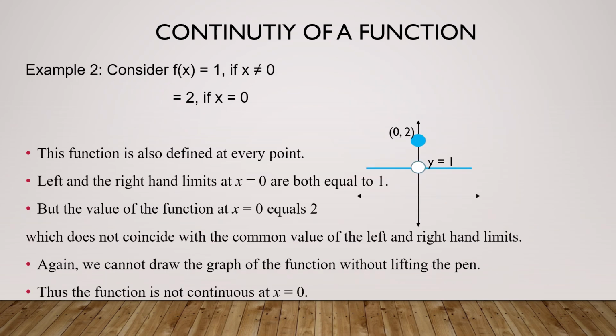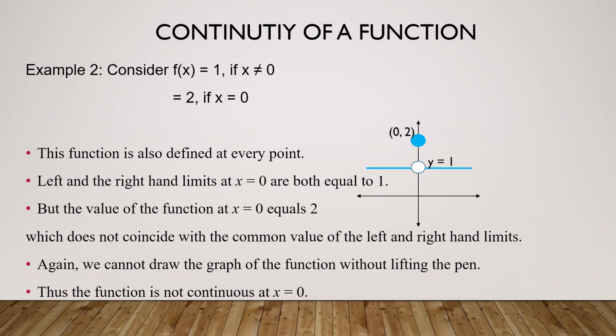Let us take another example. Let f(x) is equal to 1 if x is not equal to 0, and equal to 2 if x equal to 0. Now first thing is the function is defined at each and every point. The left hand and right hand limits at x equal to 0 are both equal to 1. Why? Because when x is not equal to 0, f(x) has the value 1. So from left hand side and right hand side both the limits are equal to 1.